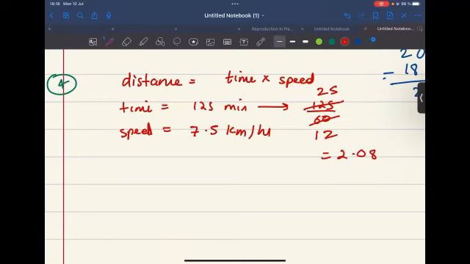125 divided by 60, everybody's getting 2.08. Only if y'all are telling yes, I can go to the next problem. Yes, ma'am. Okay. All of y'all? If anybody else is getting any doubt in division or anything, tell me, I'll do it again and show it to you.